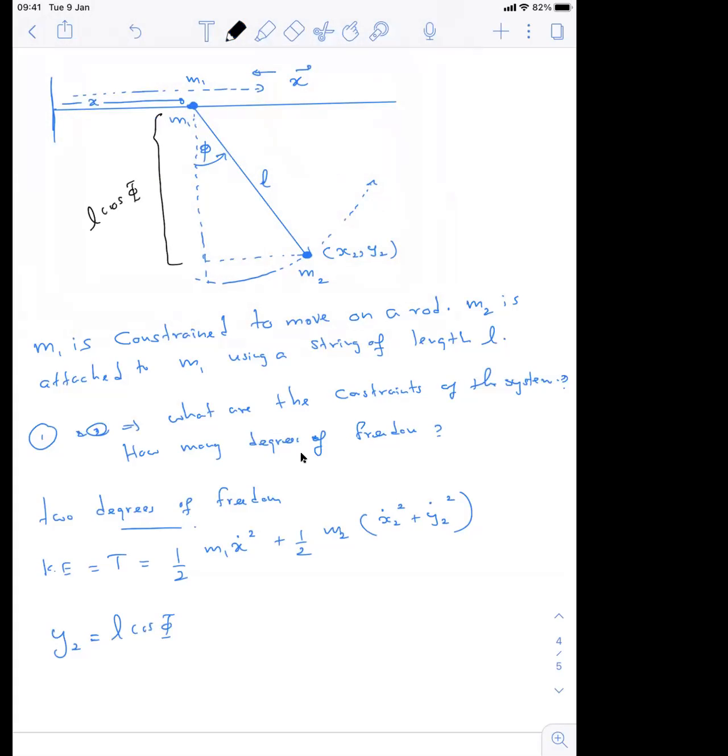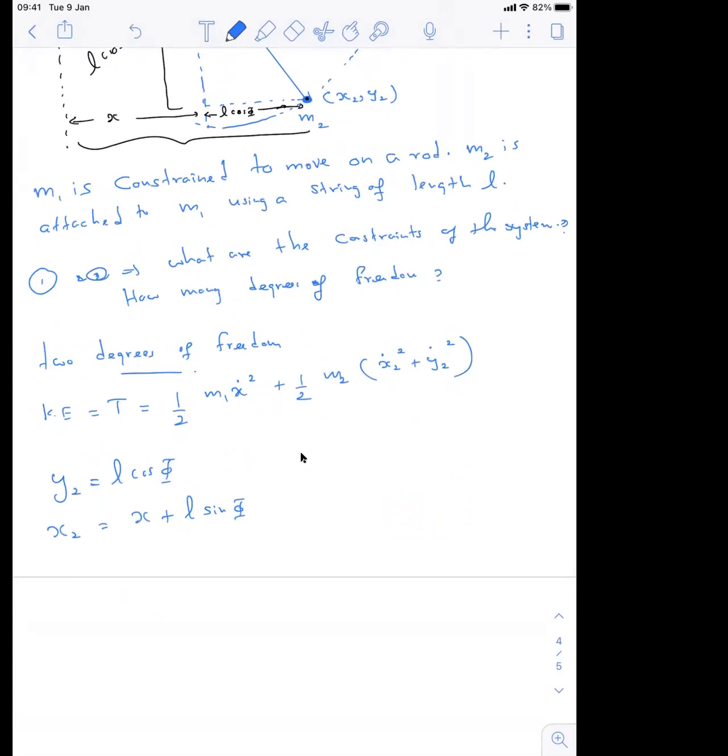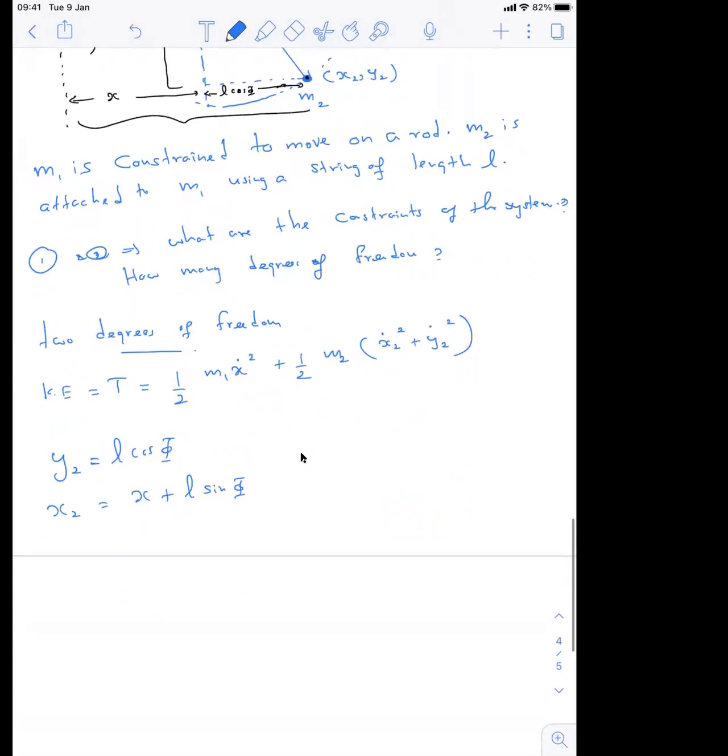And then for x2, it is right here. If we measure everything from here, x2 should be equal to this whole length. So that means from here to here you have x, and then plus this length. This length is L sine of phi. So y2 is L cosine of phi, and x2 is equal to x plus L sine of phi. Now you know the value of x2 and the value of y2. Now you can write x2 dot and y2 dot, right?